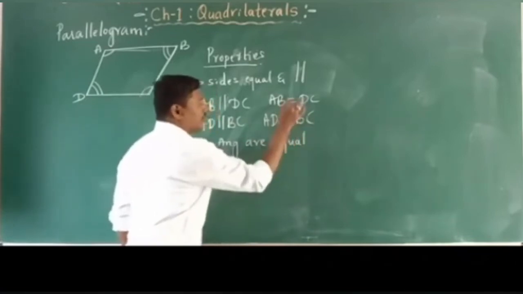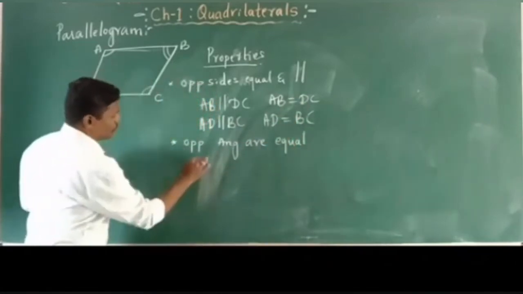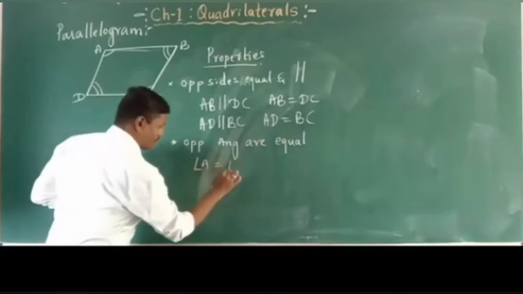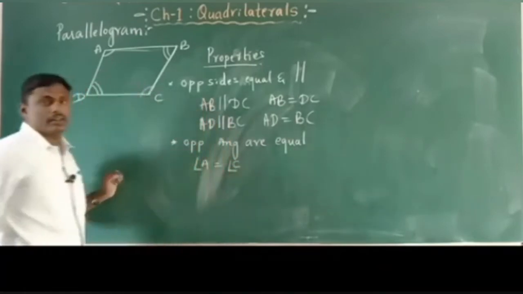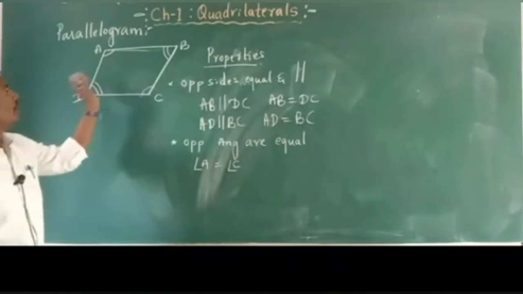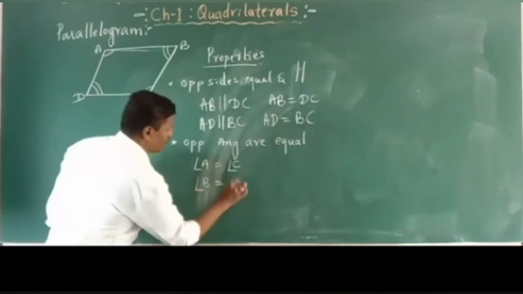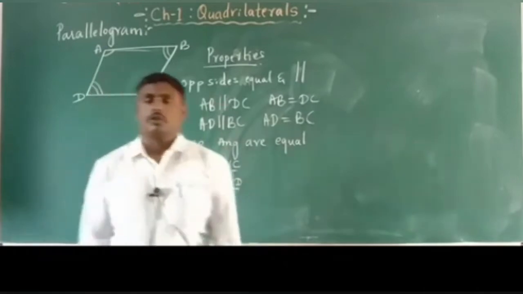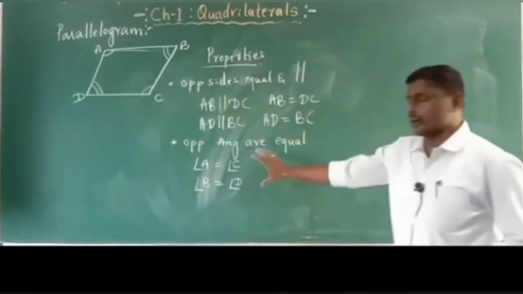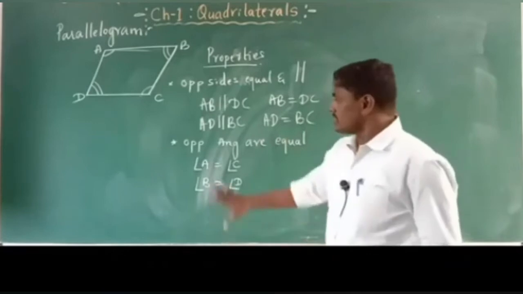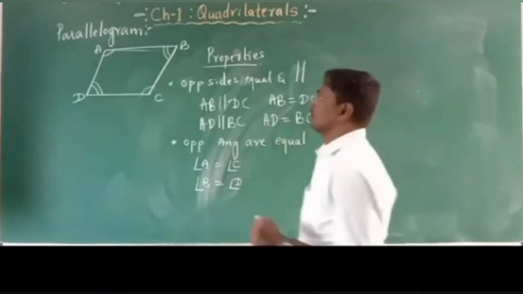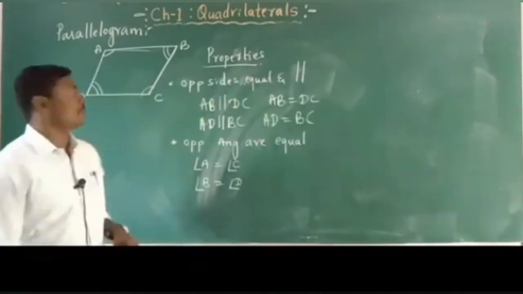Opposite angles are equal. So what are the two opposite angles? Angle A, which is always equal to angle C. This is the first pair. Now consider the second pair. Angle B is equal to angle D. So opposite angles are equal. This is the second property. Next, come to the third property.